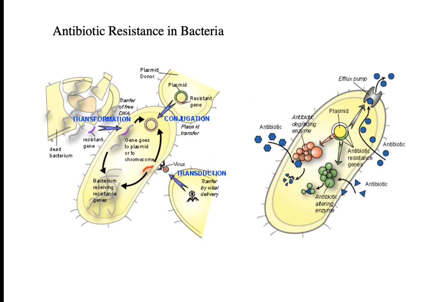Plasmids that carry antibiotic resistance have several mechanisms for getting rid of the antibiotic. One of the ways is to produce an enzyme that degrades the antibiotic, and a second way is to produce an enzyme that alters the antibiotic so that it no longer can kill the cell. And then a third way is to produce efflux pumps that pump the antibiotic out of the cell.